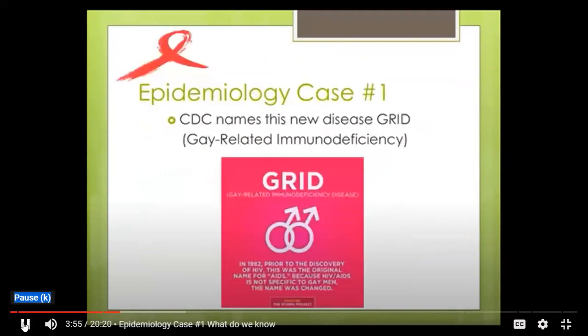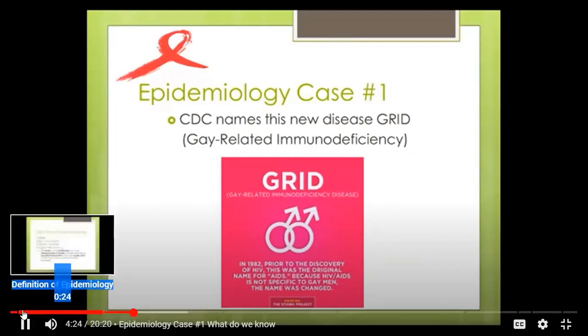At this point, they made a new diagnosis for an unknown viral disease, and they called it gay-related immunodeficiency, or GRID, which we now know today as HIV and AIDS. In 1982, they renamed it HIV because they found that the disease was not specific to just gay men, and so they changed the name of it. But that's how they started the investigation.